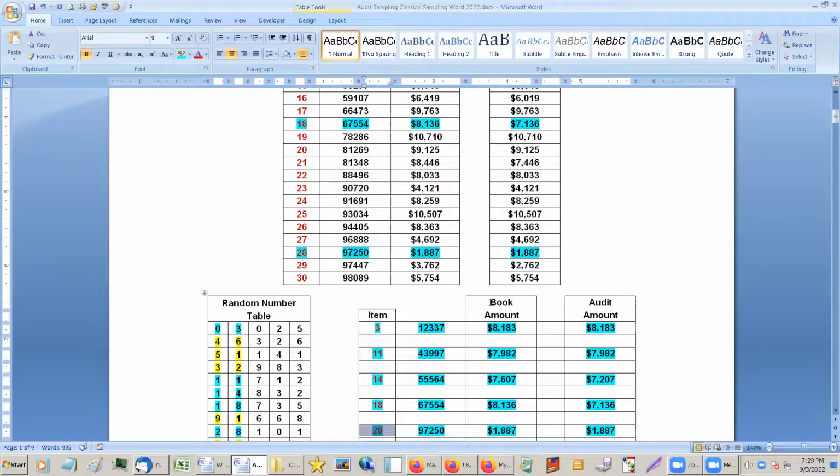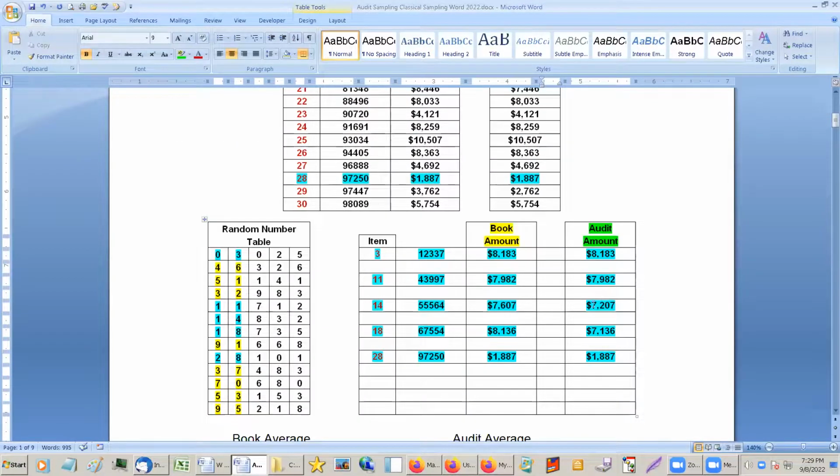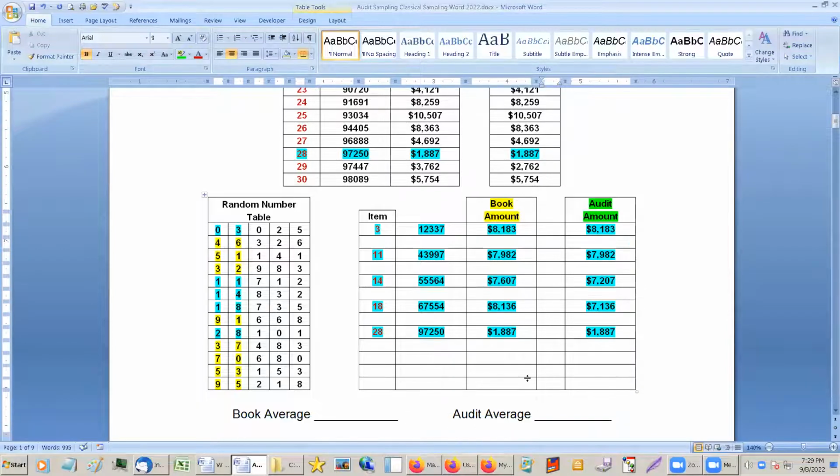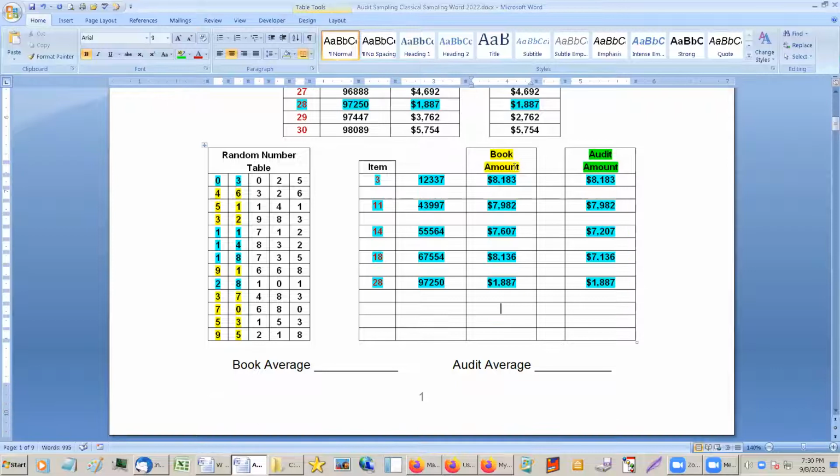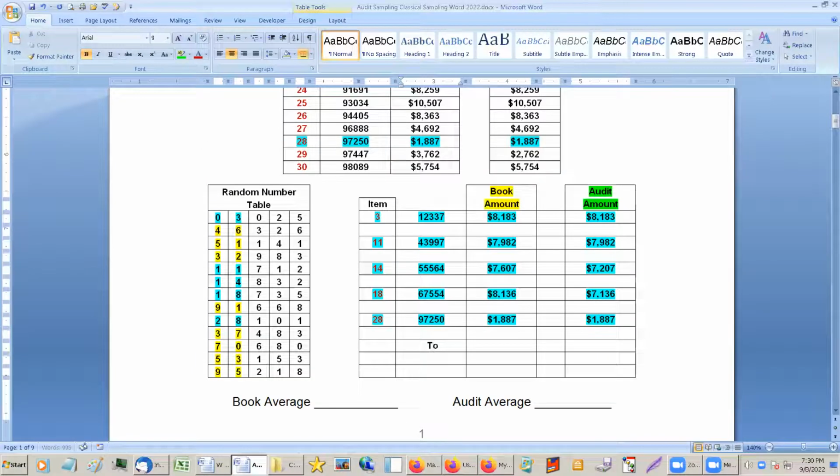Okay, so this is the book amount over here. So this is what the client gave us. Client said that these are worth this amount. When we go audit them, we would find out that they're worth this amount. Now, some of them are the same, some of them aren't, but yeah, so this is what the client gave us. And when we went to investigate, this is what we came up with. So we're going to total those and find an average for each one.